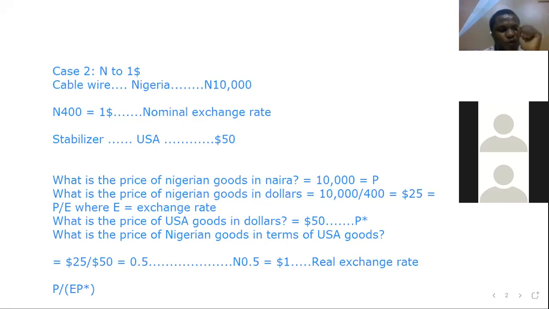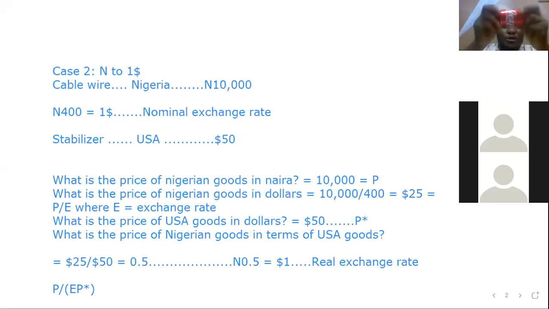So the question we ask ourselves is, what is the price of Nigerian goods in Naira? It is 10,000 naira, call it P. The next question is, what is the price of Nigerian goods in dollars? I need to change that 10,000 naira to dollar. But in this, our exchange rate is naira to dollar, so it is 400 naira to dollar. That means with that 10,000, it becomes 10,000 naira over 400. That is P over E, P over the exchange rate. That is $25.